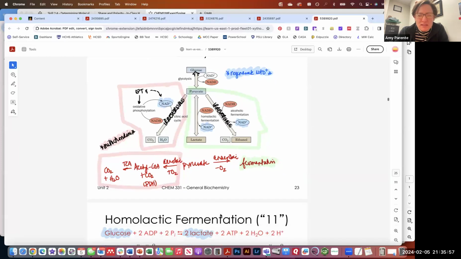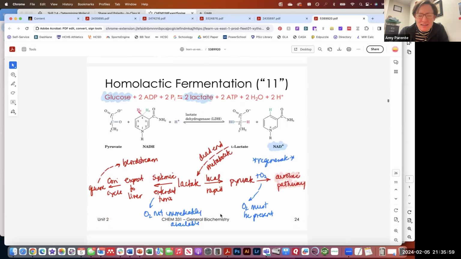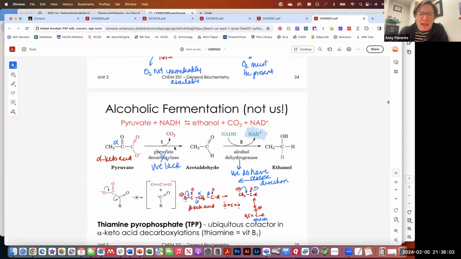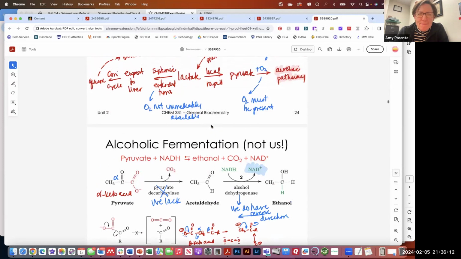So being able to put those pieces together. Again, we've got lactate dehydrogenase. That's something that we do. Obviously, we lack pyruvate decarboxylase, but then we've got alcohol dehydrogenase doing that dehydrogenase chemistry, that redox chemistry.